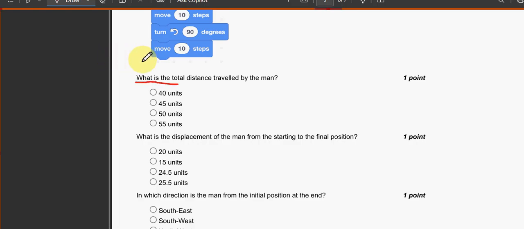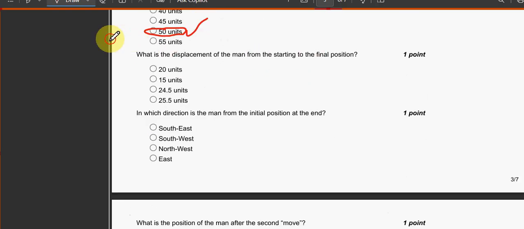Next, what is the total distance traveled by the man? So for the next question, that is the eighth one, third option, 50 units is the probable solution, guys. So mark 50 units, right? Next, what is the displacement of the man from the starting to the final position? So for the ninth question, it is the fourth option, 25.5 units.